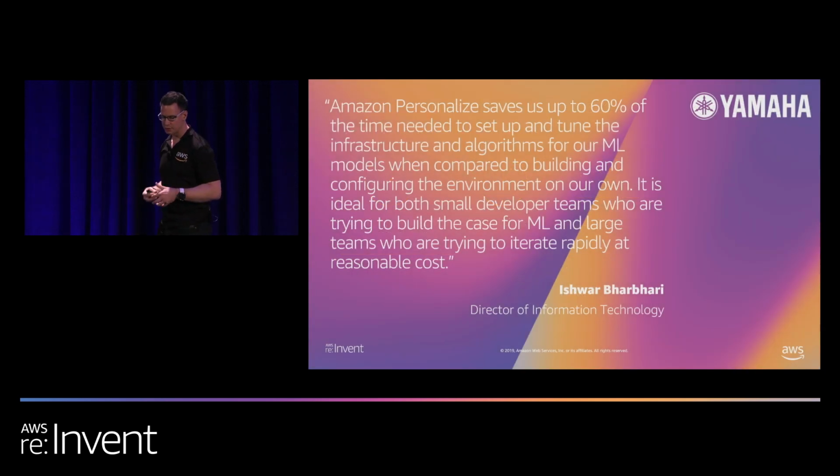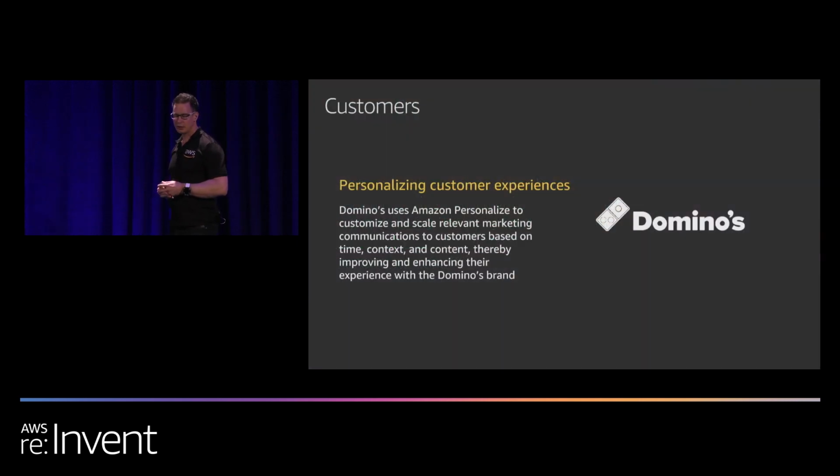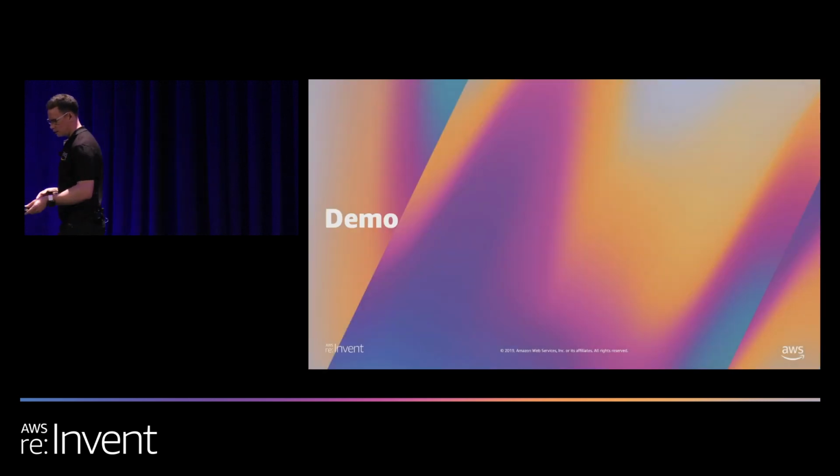So one of our customers, Yamaha, using it, they're saving up to 60% of the time they needed to previously tune and set up their models. So this is taking a lot of the heavy lifting away from what they previously had to do. And another example is Domino's, and they're using Personalize to be able to create really relevant marketing communications to customers based on the context and the content and based on the time as well, making it really useful to your users right at that moment. And Domino's are finding that working really well. So let's have a look at how that works.